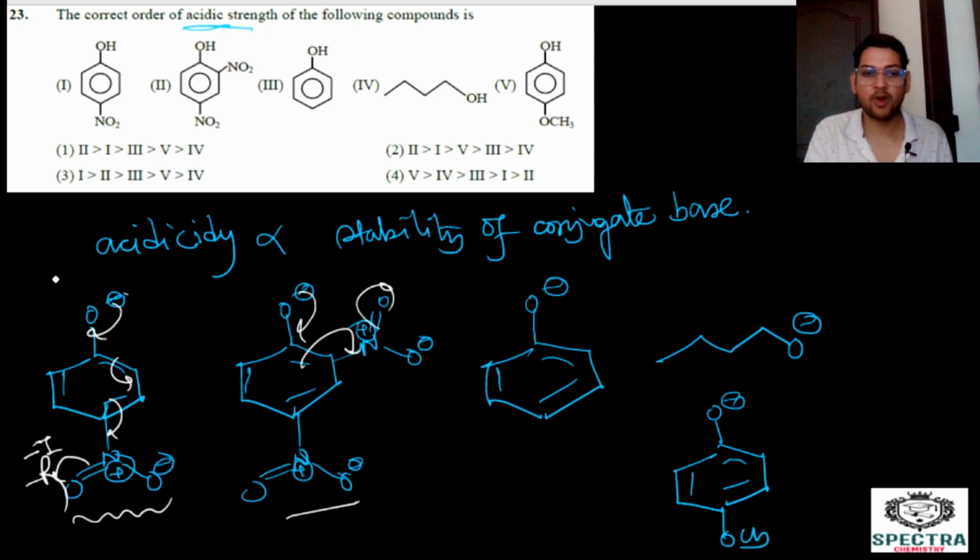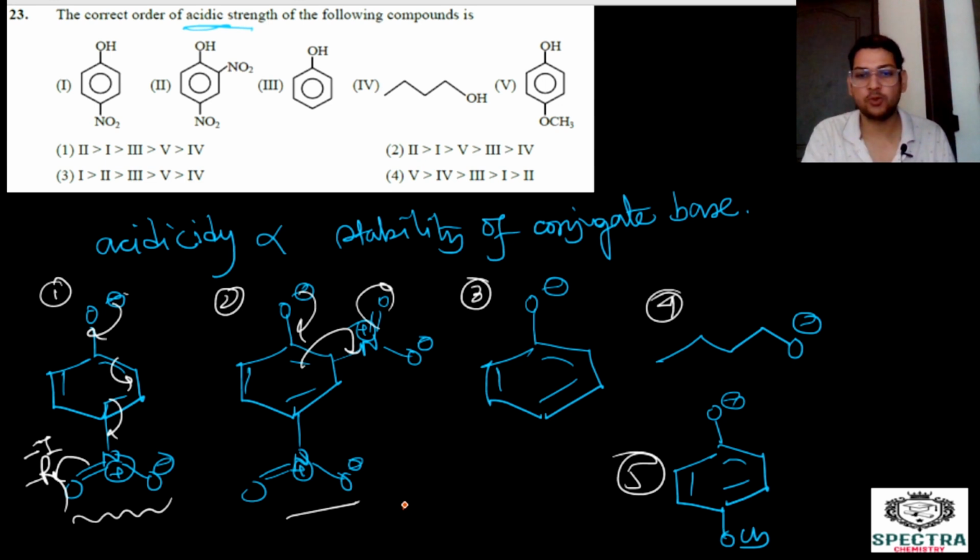So if it is 2, 3, 4, 5, already I can say, let me just change the color, already I can say that 2 will be most stable followed by 1. Then sir, what happened to 3? 3 is stable, no problem. In benzene this has resonance, but there is no other extra stability.